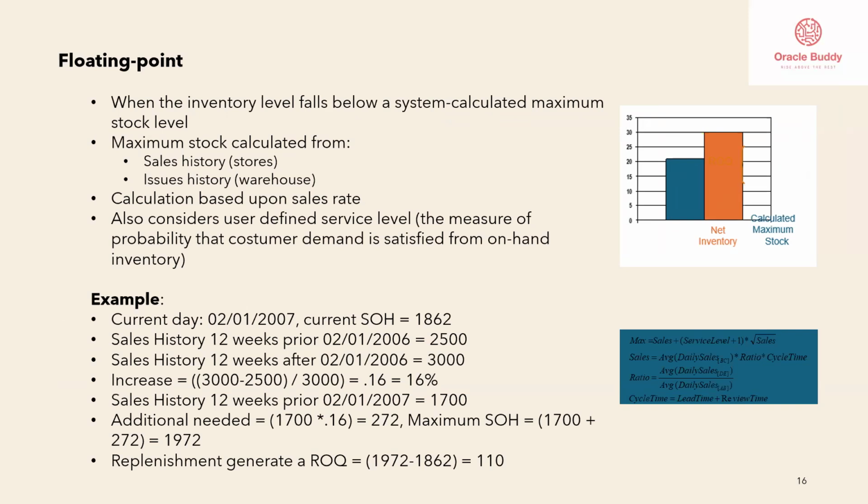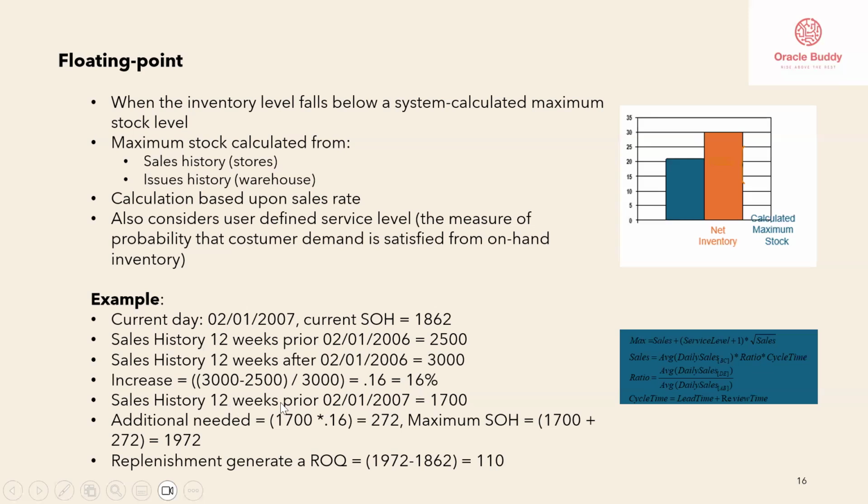Let's see an example. Suppose current stock on hand is 1862, and sales history from 12 weeks prior to this date is 2500, and sales history 12 weeks after this date is 3000. So how much increase did we get? 3000 minus 2500 divided by 3000, that is 0.16 or 16% in a year. There is a growth of 16% in the sales.